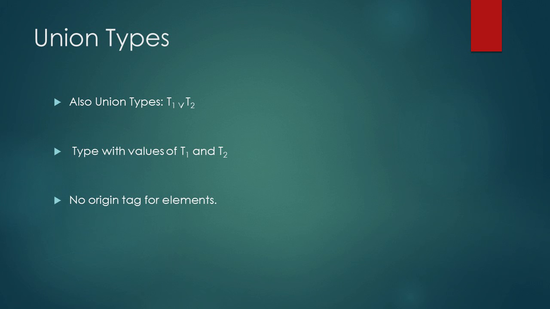Aside from intersection types, there are also union types. This is a type that contains all values that belong to either t sub 1 or t sub 2. You also have a union operator, which is how the type is created. And notable about this is that there are no origin tags for either element.